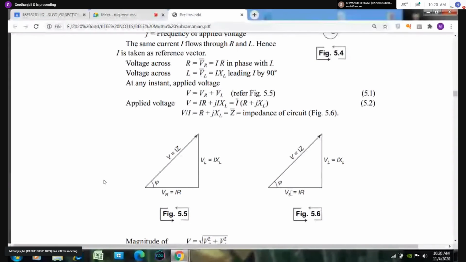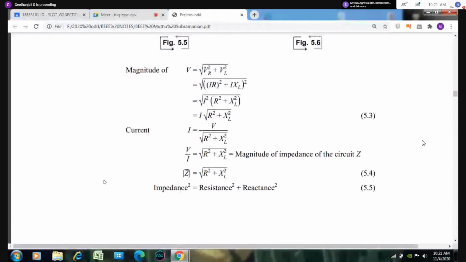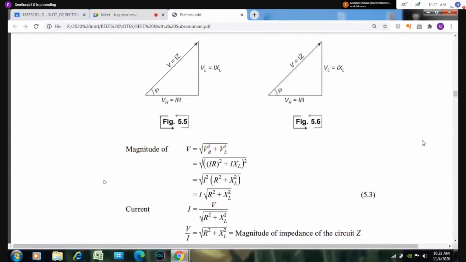The next one, same thing, VR lies on the x-axis since there is no phase difference between voltage and current in a pure resistive circuit, then this is the VL. So the resultant is V equal to IZ, where Z is the impedance. In rectangular form, Z is equal to R plus jX. If it is an RL circuit, Z is equal to R plus jXL. If it is an RC circuit, R plus jXC, where XL is the inductive reactance. Are you getting?